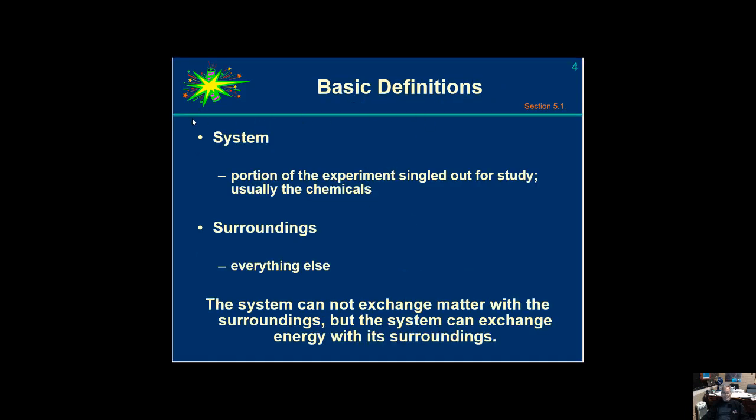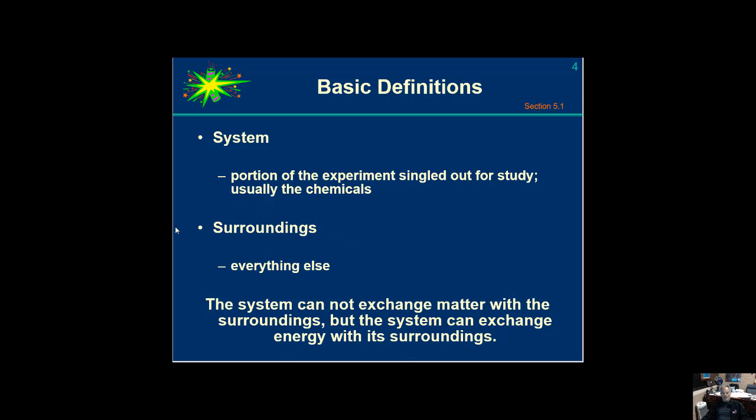So basic definitions: the system is just the portion of the universe that we select for study. For us, that's just going to be the chemical reaction itself, and we will study essentially the changes in the temperature of the system during the course of a chemical reaction. Does it get colder? Does it get hotter? And what is happening with respect to the energy? Is energy coming into the system from the rest of the universe, which we call the surroundings?